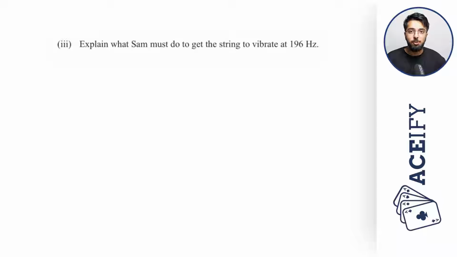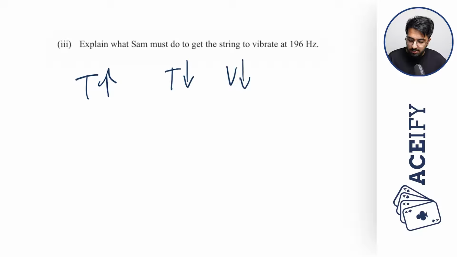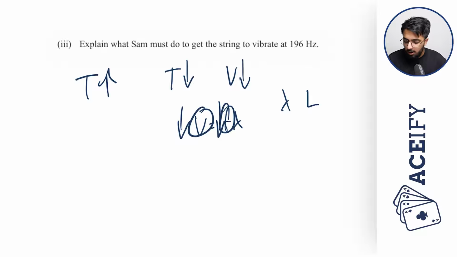Alright, explain what Sam must do to get the string to vibrate at 196 hertz. So we discussed before, when she increased the tension in the string, that caused the beat frequency to increase. So if we want the beat frequency to decrease instead, we can just reduce the tension in the string. And so what this will result in is a decrease in the wave's velocity, and therefore as v is equal to f lambda, our lambda is going to remain constant because the length of our string does not change. Therefore, if our velocity in the wave is going to decrease, our frequency is going to decrease, and hopefully it decreases to our first harmonic, which is 196 hertz, okay?